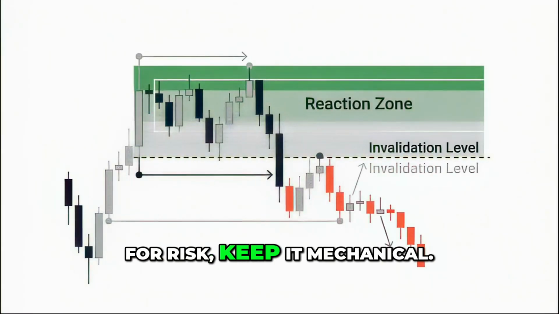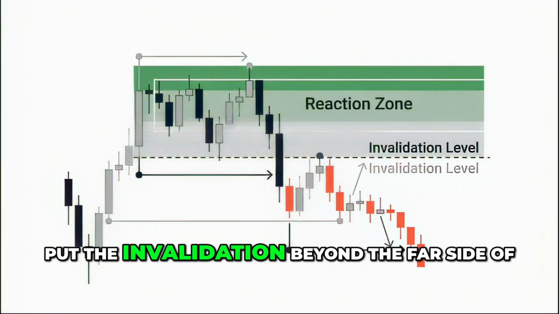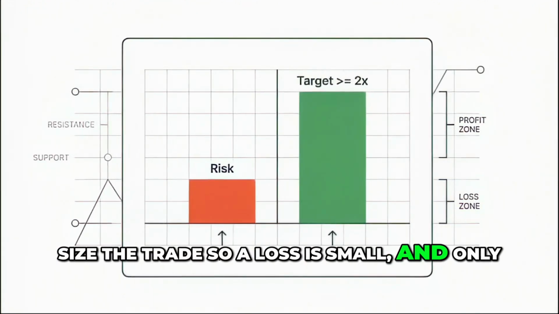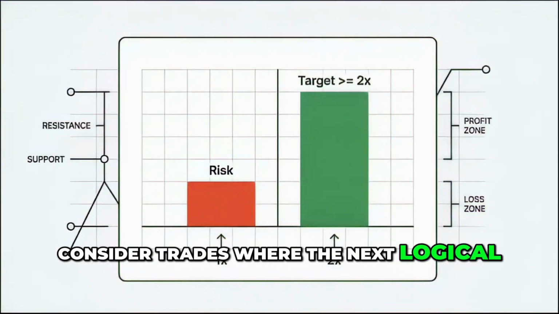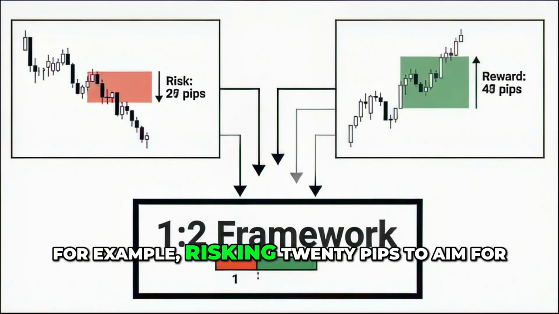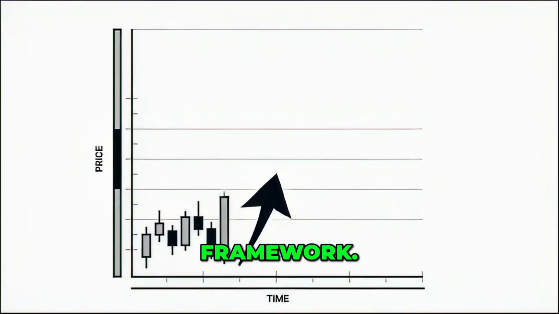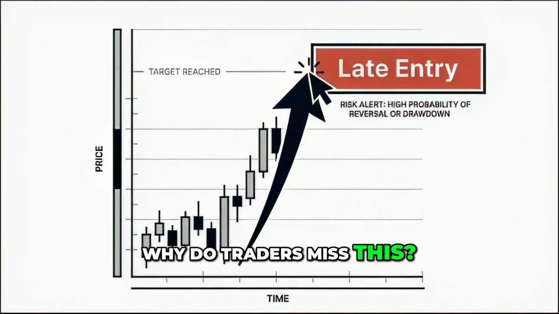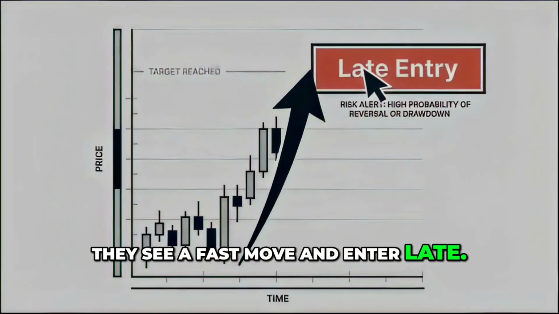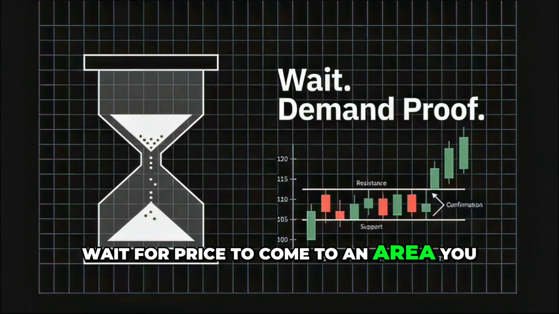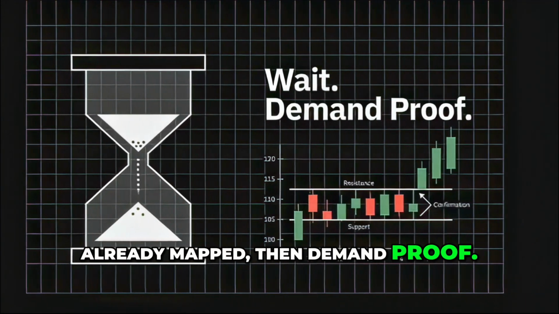For risk, keep it mechanical. Put the invalidation beyond the far side of the zone. Size the trade so a loss is small, and only consider trades where the next logical target offers at least 2 times the risk. For example, risking 20 pips to aim for 40 pips gives you a 1 to 2 framework. Why do traders miss this? They see a fast move and enter late. A reaction zone teaches patience. Wait for price to come to an area you already mapped, then demand proof.